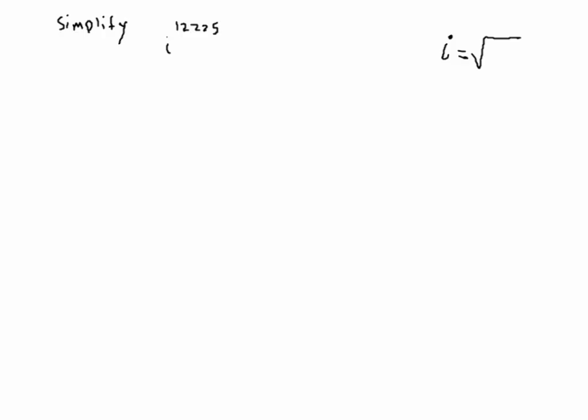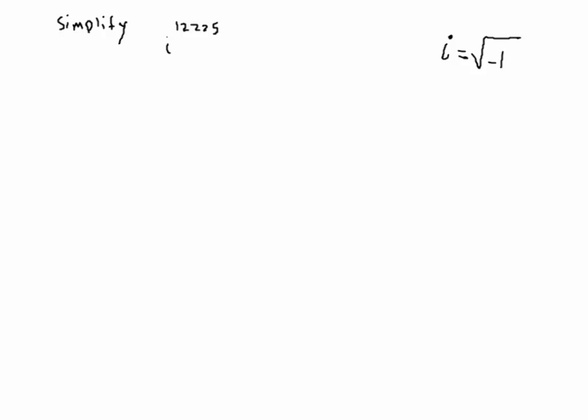Anybody with the microphone, you can just grab a mic and tell me. Some of you are typing 1, close. Some of you are typing negative 1. Negative 1, yes. It would be negative 1. Very good. The square root of negative 1 would be equal to i. So everywhere we see the square root of negative 1, we replace that with i.